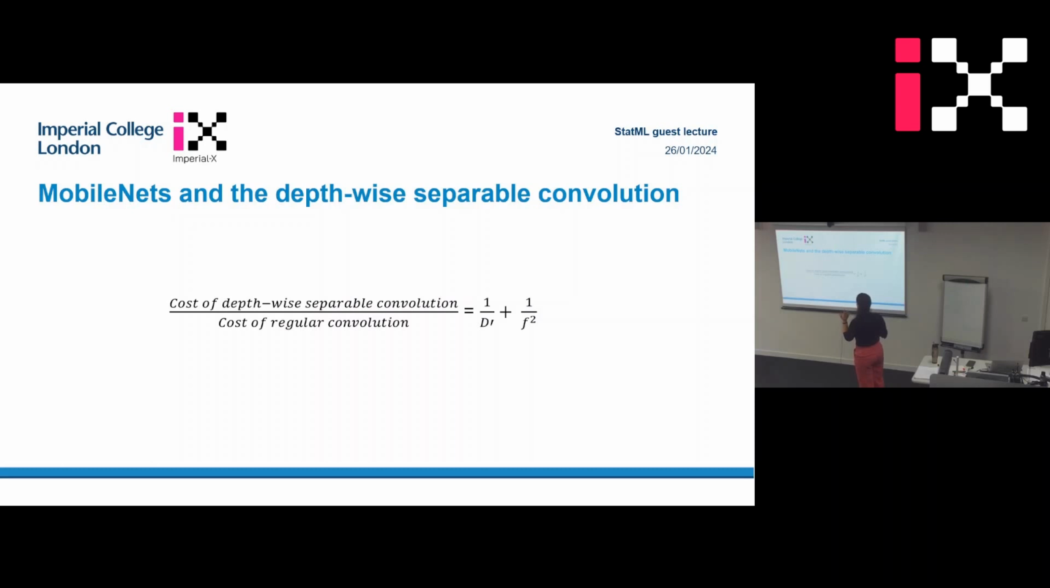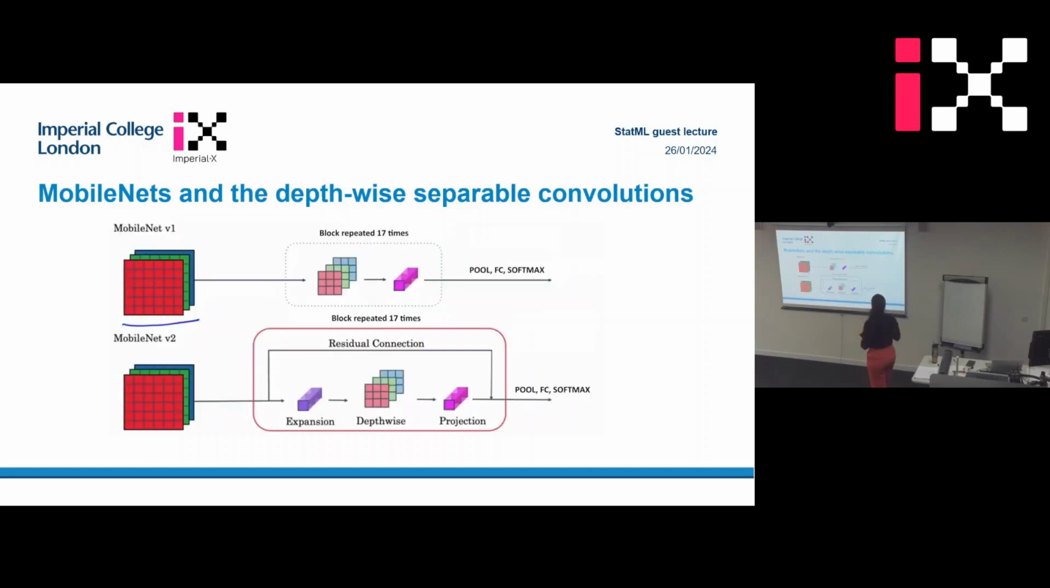And actually, MobileNets are very used nowadays because they just don't need as much power as other networks. And yeah, these two were just the first versions of MobileNets.